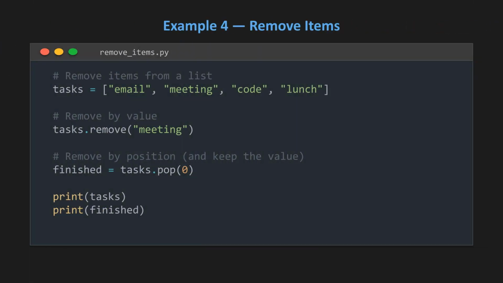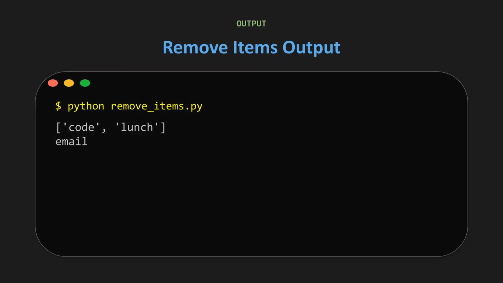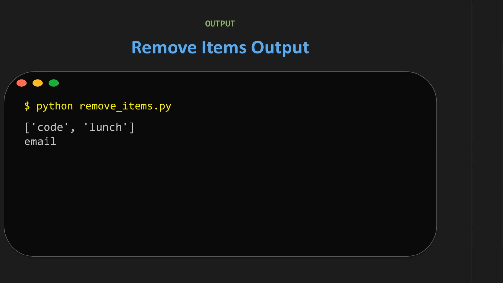To remove items, you can use remove by specifying the item's value. Alternatively, pop removes an item by index and returns the value, allowing you to use it elsewhere. The output shows the remaining list after removing meeting and popping the item at index 0, which was email.